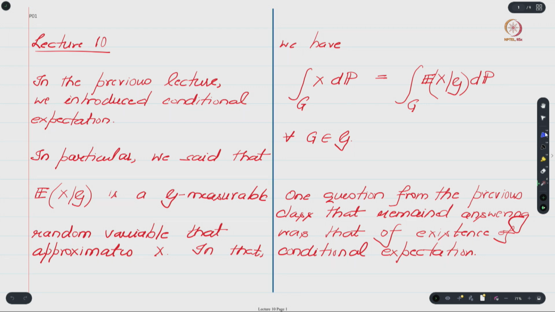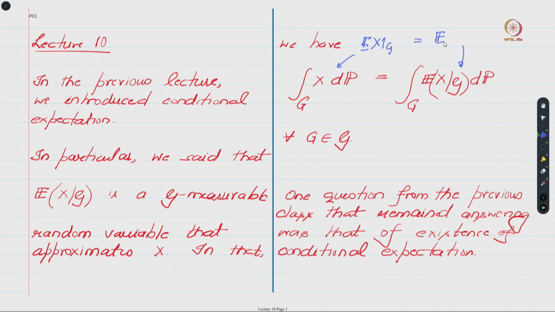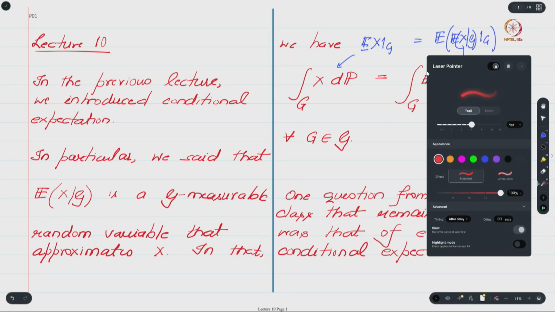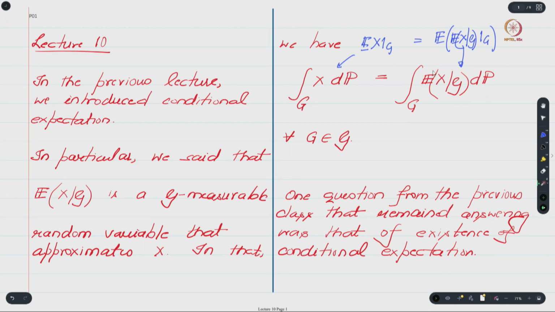So what is the left hand side? Well, the left hand side, as we have described, is the expected value of X times indicator G. And the right hand side is the expected value of this new random variable, the expected value of X given G, times indicator G. And we require that the expectation of the product of these two random variables should be the same as the expectation of X times indicator G for every G in calligraphic G.